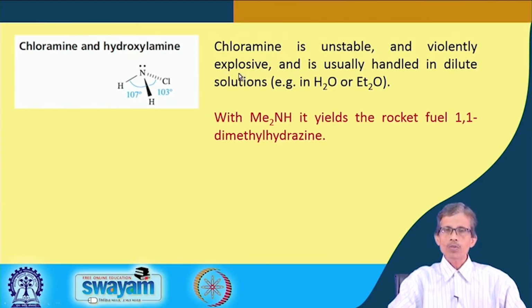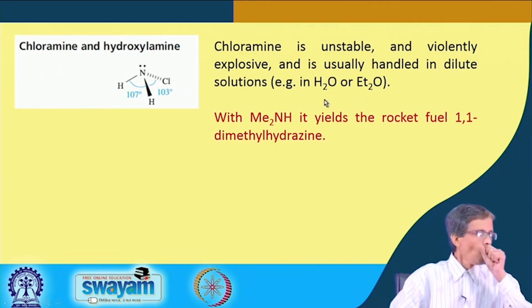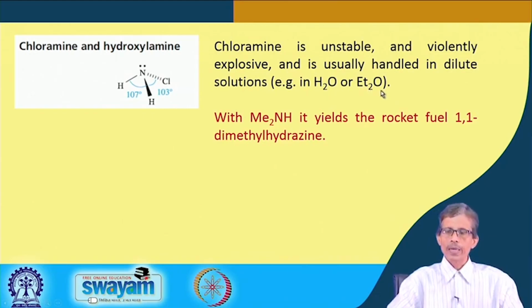So, it is a violently explosive compound, and is therefore usually handled in a dilute solution. Dilute solutions of chloramine in water or in ether are available as chemical reagents. Laboratory chemical reagents like these, that means chloramine, can be available as a solution in water or as a solution in ether, and can be bottled in a nice way. That means diethyl ether containing chloramine or the corresponding hydrate of chloramine.